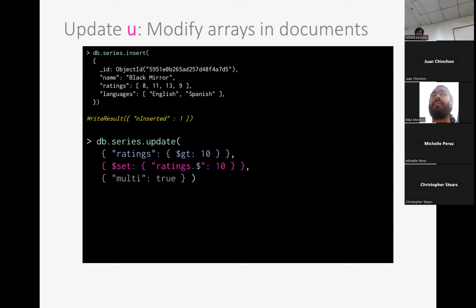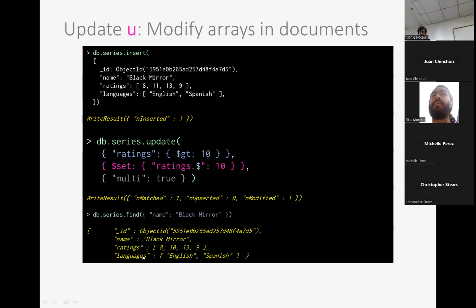So the document will be matched, right? Because it does have a rating greater than 10. So this will set the first element of the array that matches the criteria of the selection, which would be 11, right? And then it will set that to 10. So what we would expect here is that we would get as a result 8, 10, 13, and 9. And here we see 8, 10, 13, and 9. So it updates the first element that matches the selection criteria.